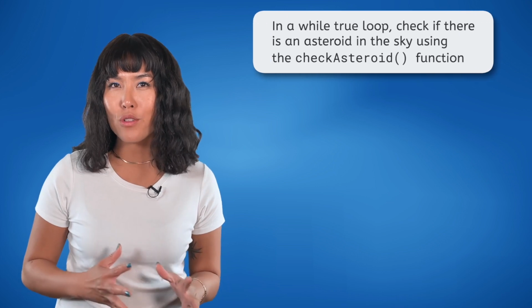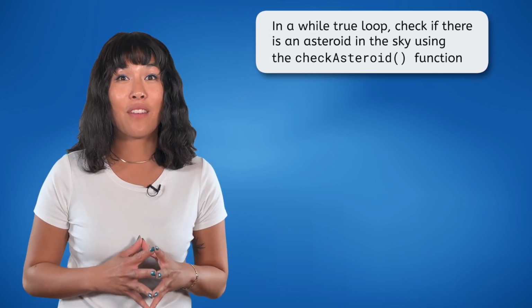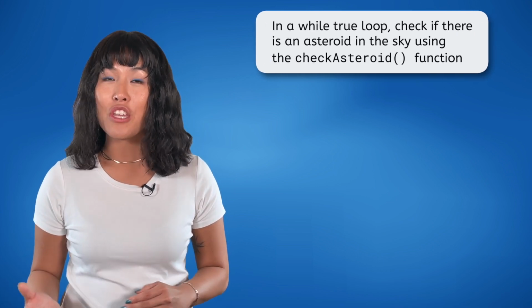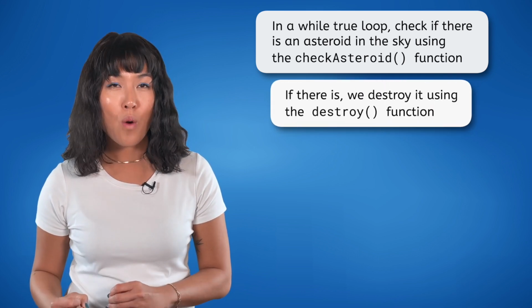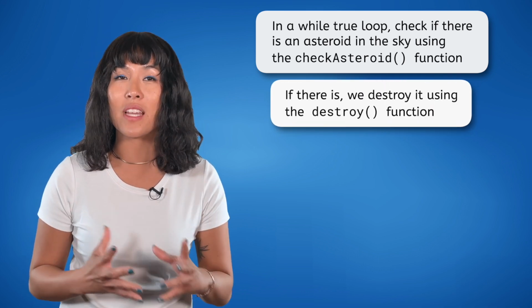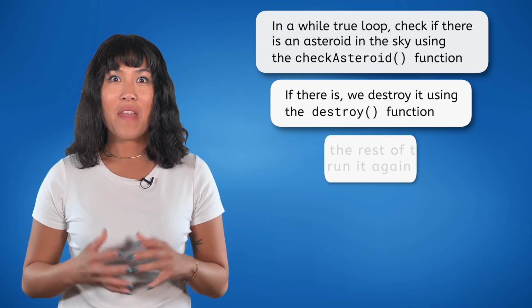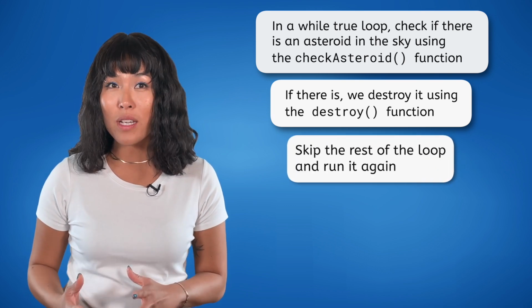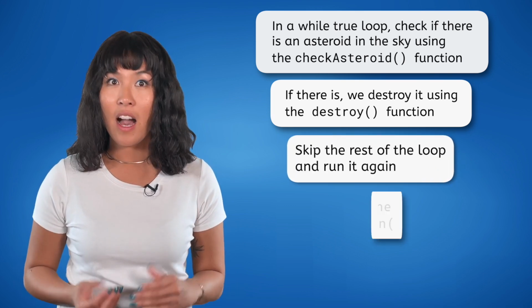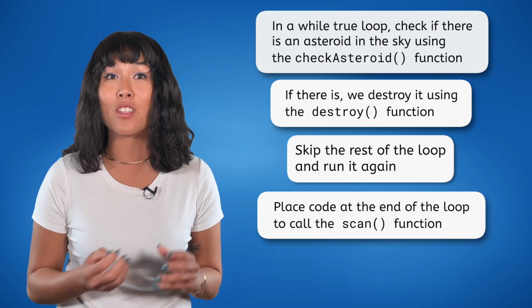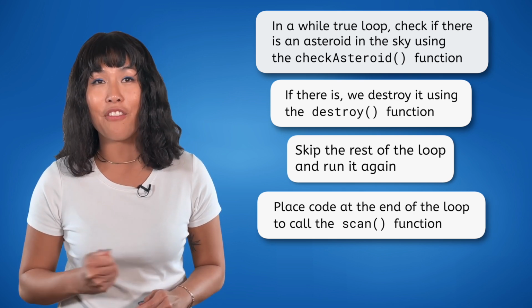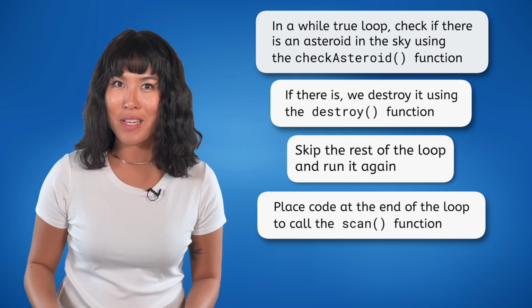In a while true loop, we want to check to see if there is an asteroid in the sky using the check asteroid function. If this is true, we want to destroy it using the destroy function. At this point, we want to skip the rest of the code and run the loop again. Otherwise, we will place code in the loop that changes the portion of the sky to search using the scan function. Pause the video here and write a loop to do this in your guided notes.